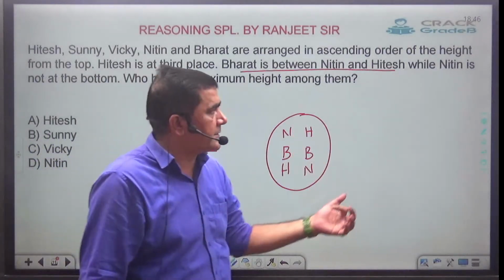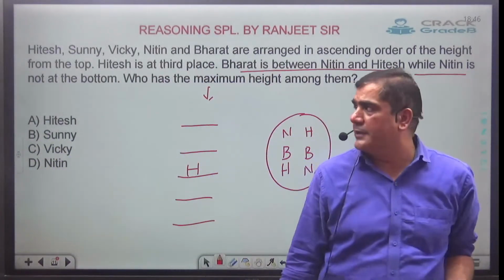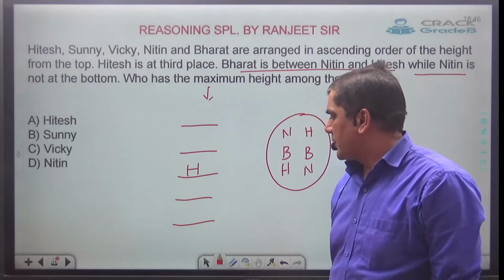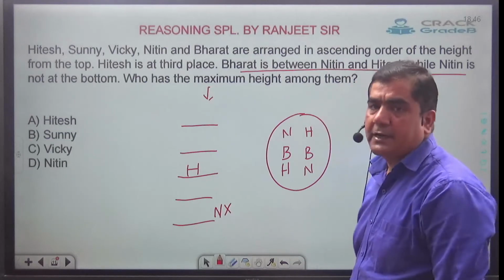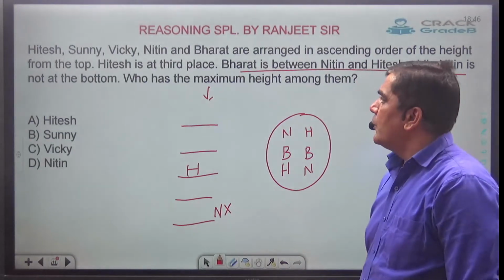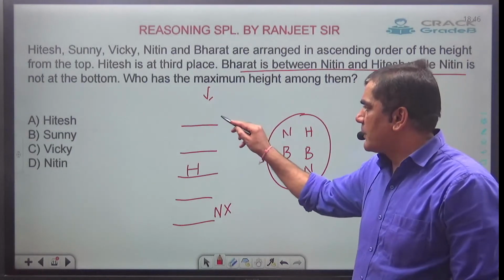While Nitin is not at the bottom, so they are saying Nitin can't come at this place. Now the question is, who has the maximum height among them? So I am looking for this place.